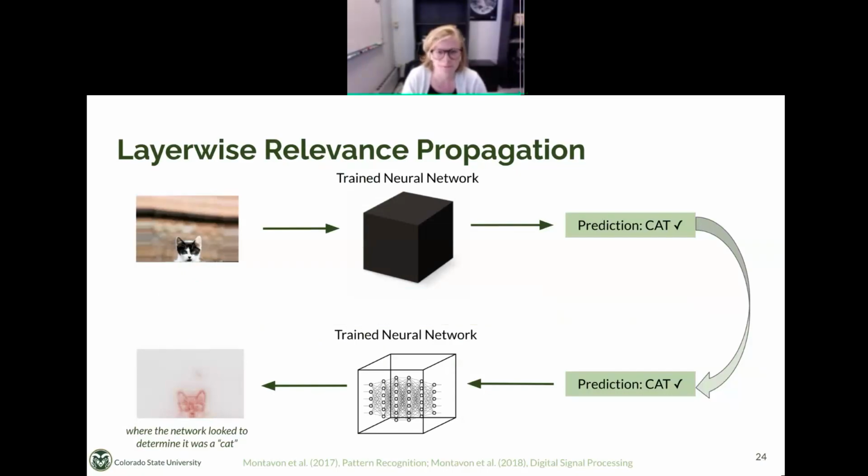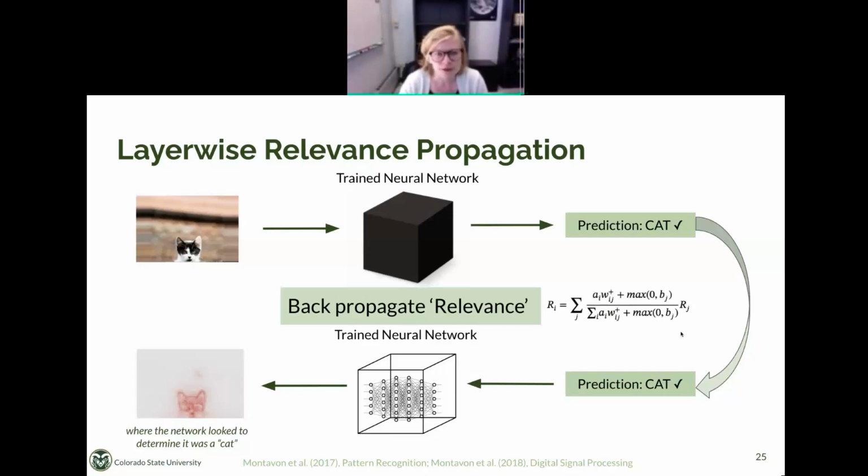Here's an example of layer-wise relevance propagation. Let's say we have a trained neural network that's been tasked to predict whether there's a cat in a given image. And let's say this trained neural network gets this image and correctly predicts that there's a cat in the image. Then we want to know what the neural network looked at to determine that there was a cat in this image. We can obviously see that there's a cat in this image, but what does the neural network pick out as important for this prediction?